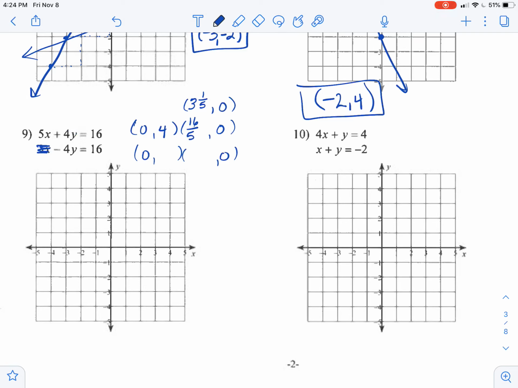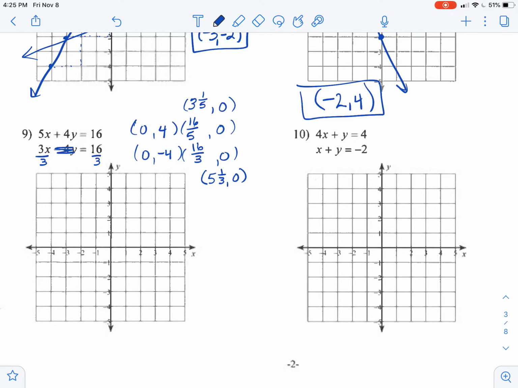If, on this one, if x is 0, then I'm going to divide both sides by a -4. Okay, and if y is 0, I would divide both sides by 3. That's going to give me 16/3, which again will be 5 is 15 and 1/3. Okay.